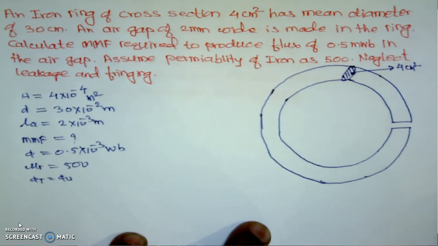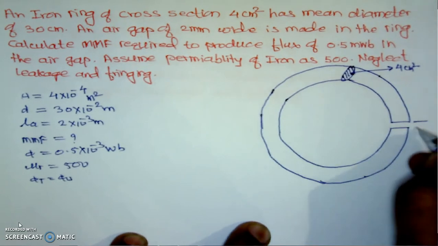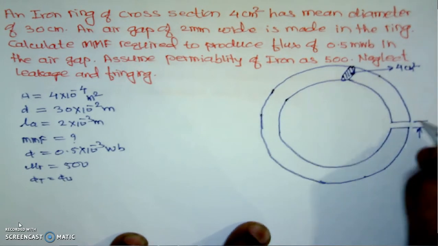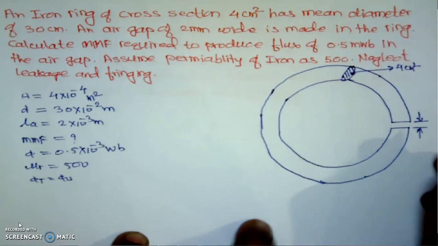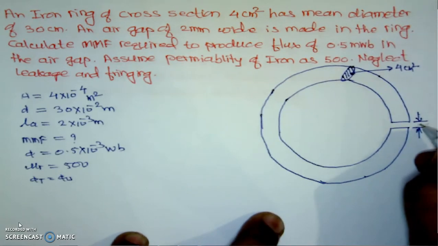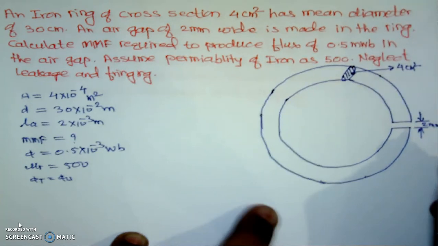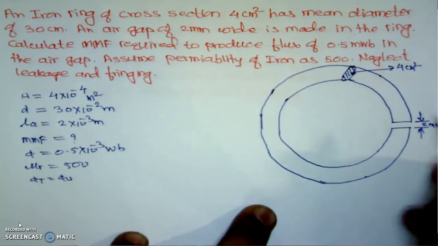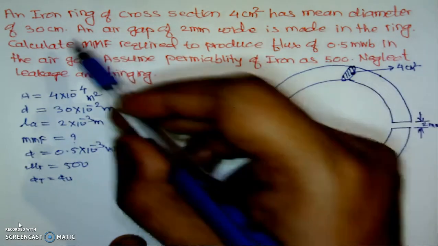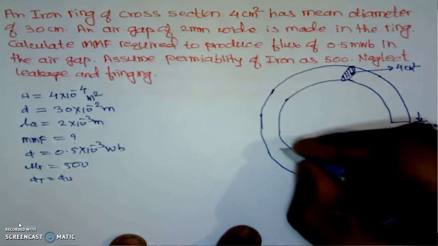The length of the air gap is given. In this case the length of the air gap is given as 2 mm. This will be 2 mm wide. At the same time they have given 2 meters, and 30 centimeter is the mean diameter.